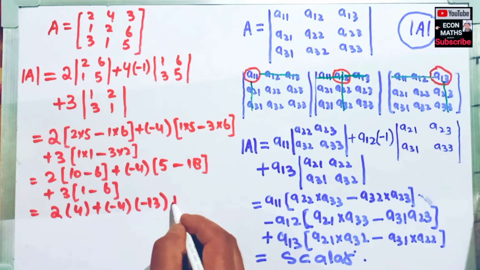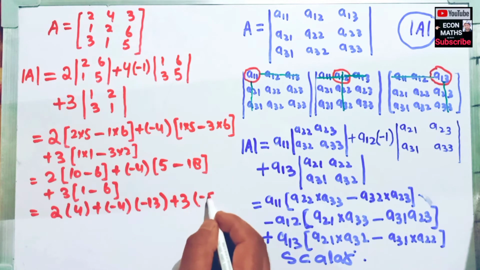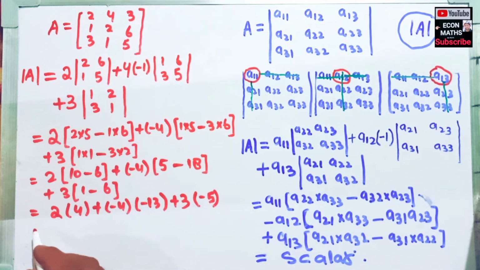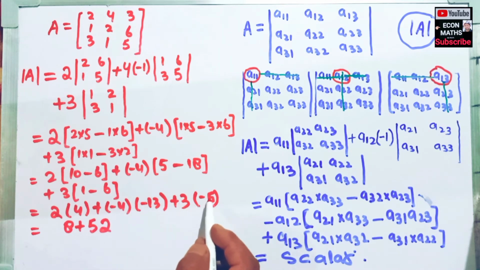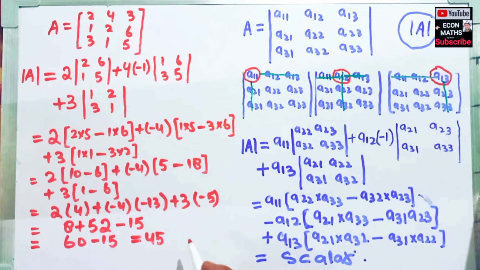Now this is plus 3. Now 1 minus 6 is -5. Now this will become 2 4s are 8, plus now -4 times -13 will become plus 52. Now 3 into -5 is -15. Now this 8 plus 52 is 60, minus 15, this will become 45.